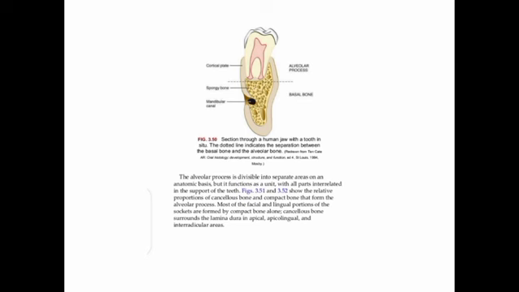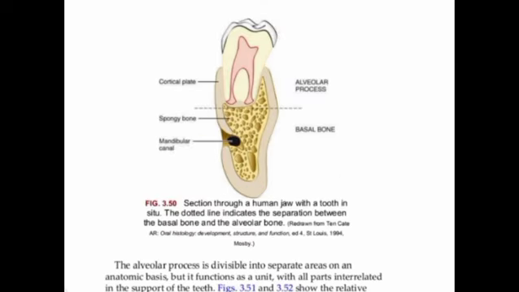Now here you can see a structure. This whole part, which I am underlining, is the compact bone, and it has the outer cortical plate and the inner cortical plate, which is known as the alveolar bone proper. In the center we have spongy bone, or cancellous bone. Then the basal bone is also present, which covers the roots.